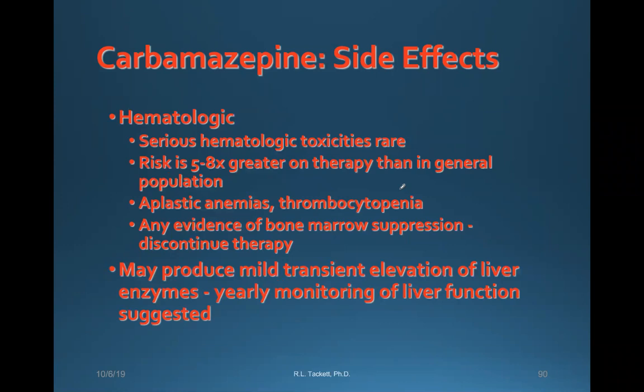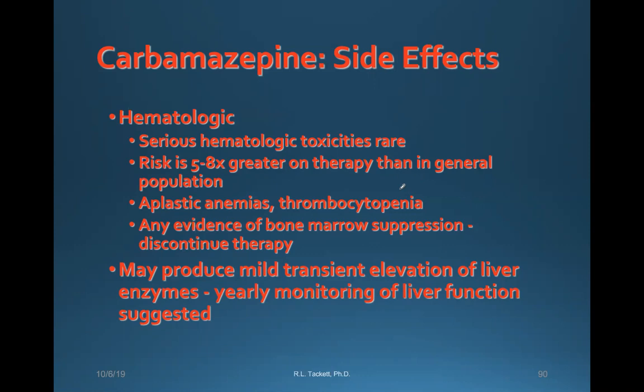As we've mentioned, there are some hematological side effects. They're rare, but you've got an increased risk if you're on these drugs. The two things we see are aplastic anemia and thrombocytopenia. Thrombocytopenia is where we get the bleeding, because of decreased platelets. But this can affect all blood cells: red blood cells, white blood cells, or platelets. So if we see any evidence of this occurring, and we think it may be due to the drug, we should discontinue therapy.